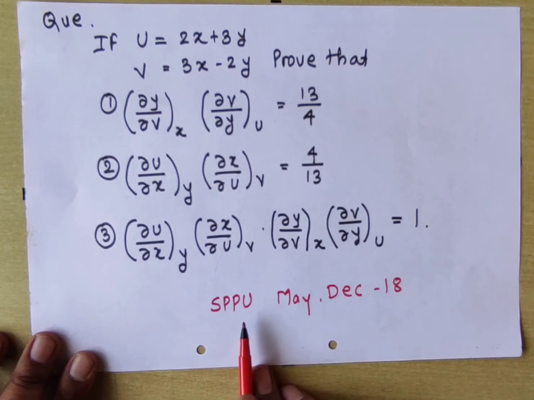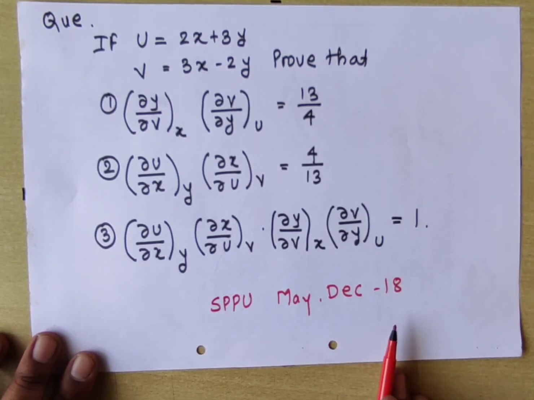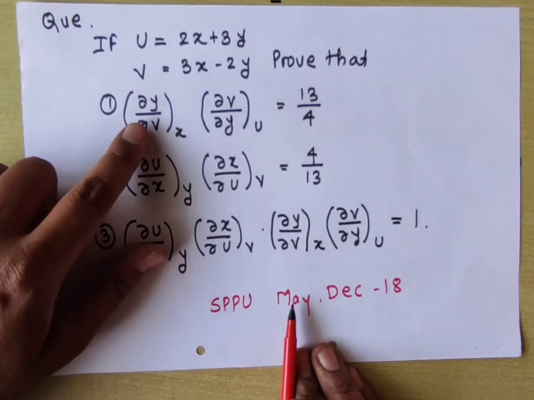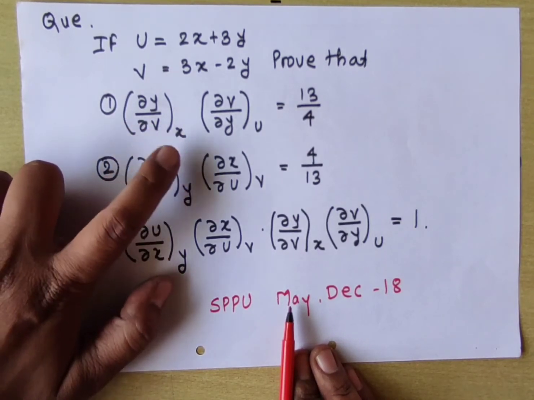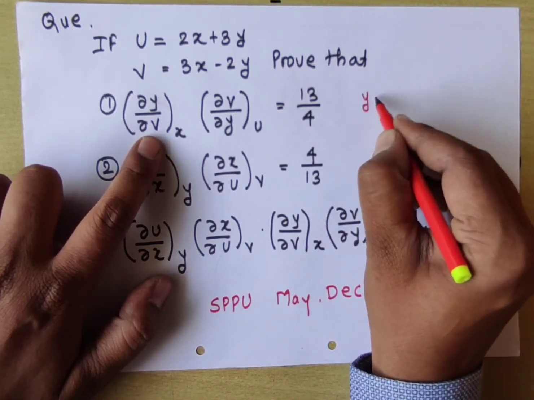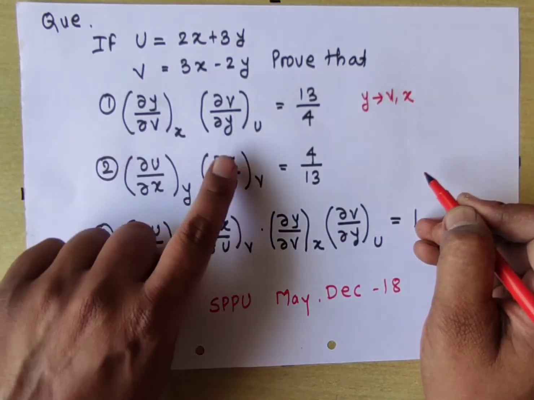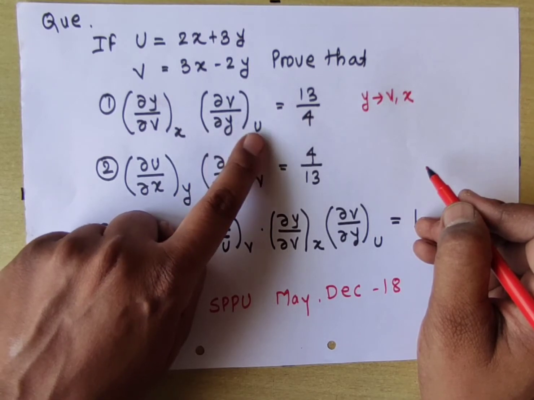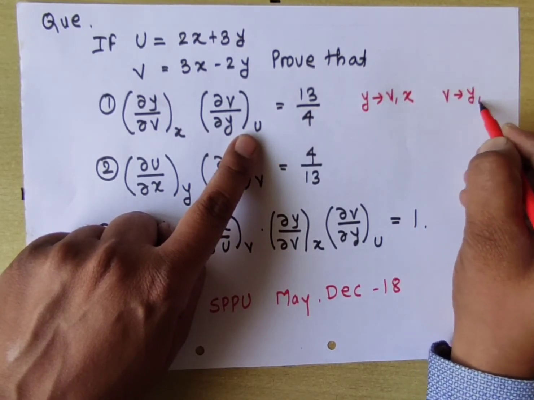This question was asked in SPPU University in May and December 18. So before going for the solution, first of all understand what we require. If you observe here, we have the derivative of y with respect to v, treating x constant. So from this we require y in terms of v and x. Similarly, ∂v/∂y treating u as a constant, means we require v in terms of y and u.